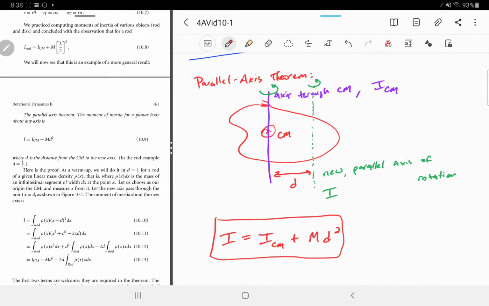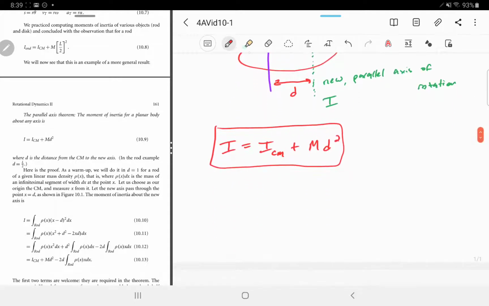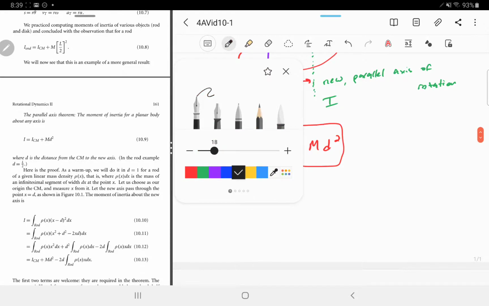In principle, you could have an axis over here, connect this rigid body with a very thin, negligible mass thing, and rotate it around this axis too. And you would use a d from this axis to the center of mass axis. So in other words, your axis of rotation doesn't have to be on the body. You can still use the parallel axis theorem there. Okay, let me give a quick example of this.